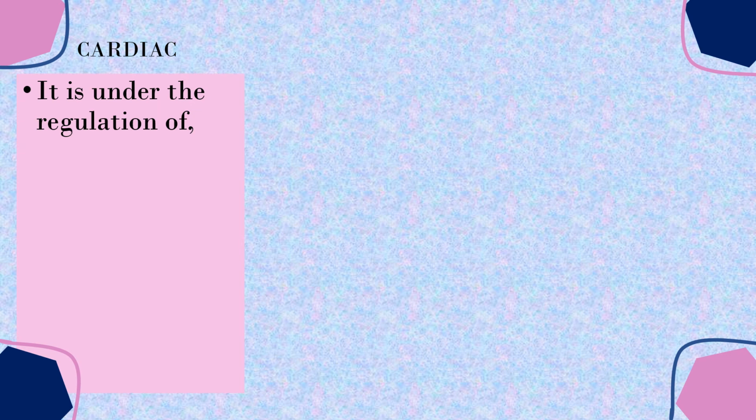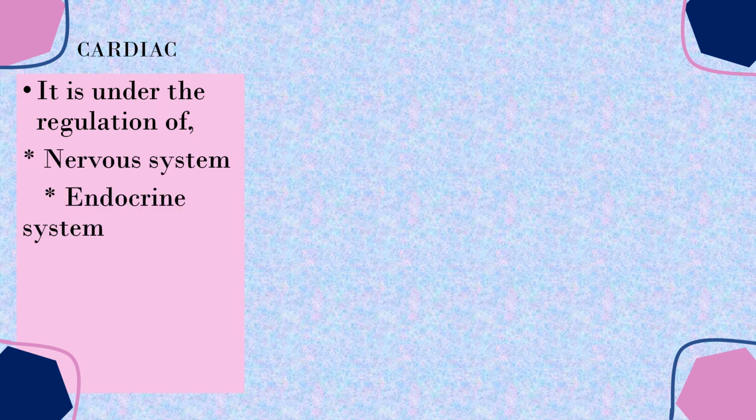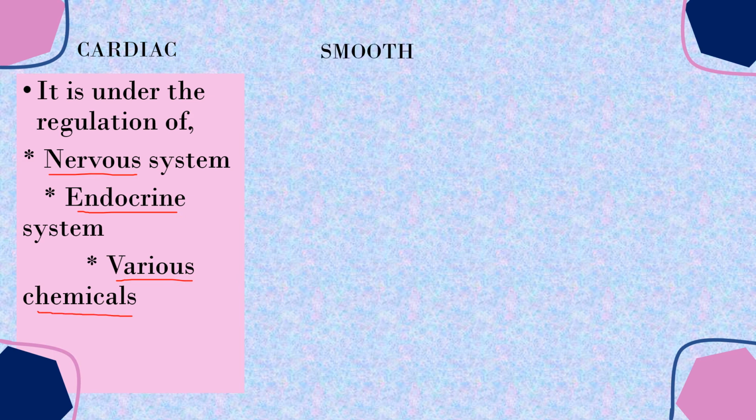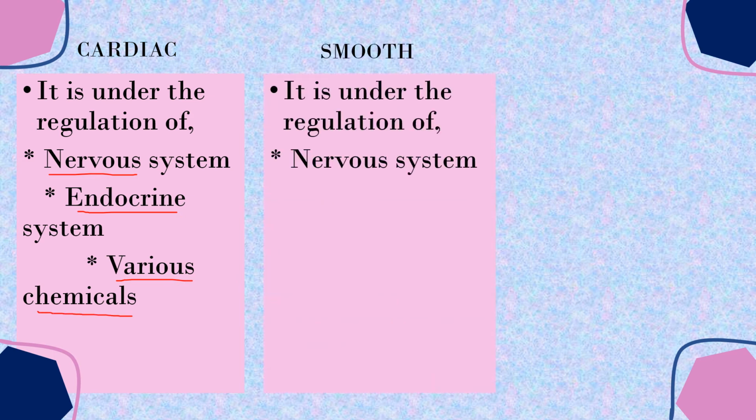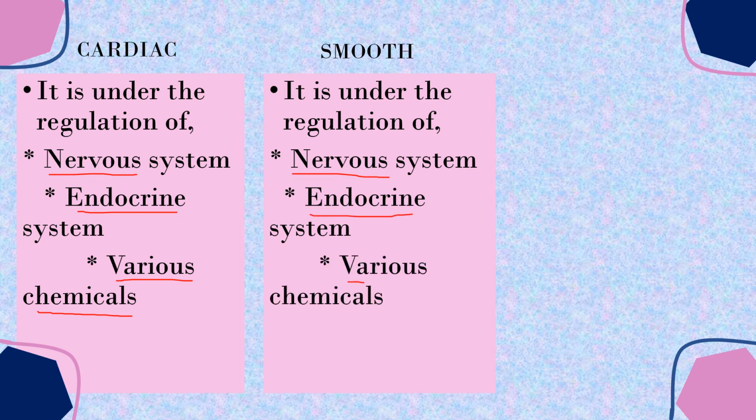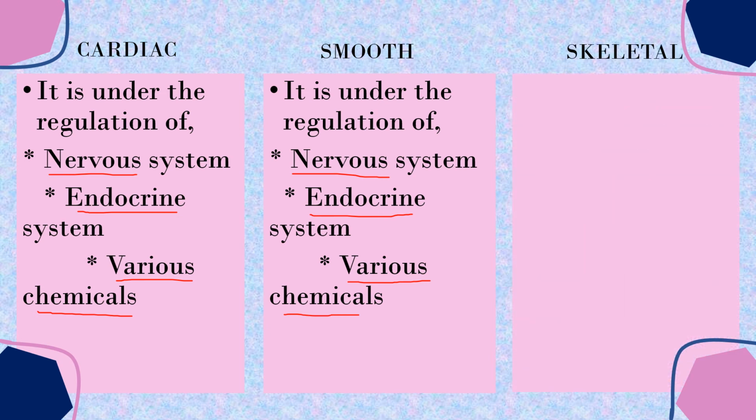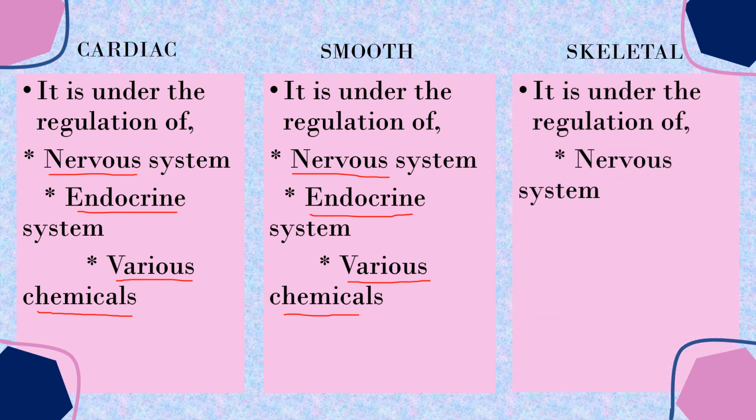Do you know what controls these muscle tissues? Cardiac is under the regulation of the nervous system, the endocrine system, and various chemicals too. Smooth muscle tissue is under the regulation of the nervous system, endocrine system, and various chemicals, the same as cardiac. And skeletal muscle tissue is under the regulation of only the nervous system.